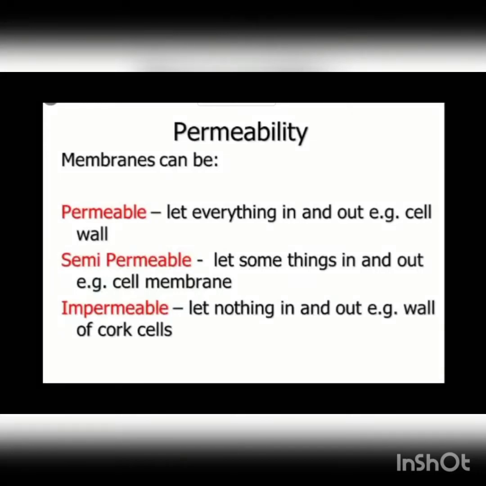Let us study about permeability. The membranes, both plasma membrane and the cell wall. You know what is a cell wall? The plasma membrane is present both in plant cells and animal cells, while only the plant cells have a cell wall. The cell wall is another covering that is found around the plasma membrane in plant cells. What is the function of the plasma membrane and the cell wall? It is for protection of the cells.